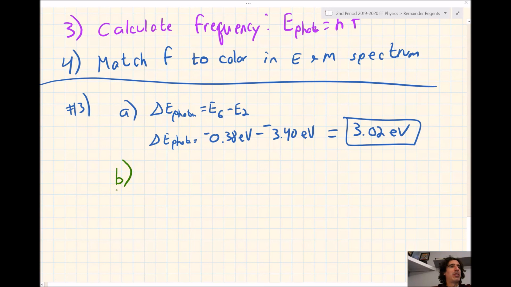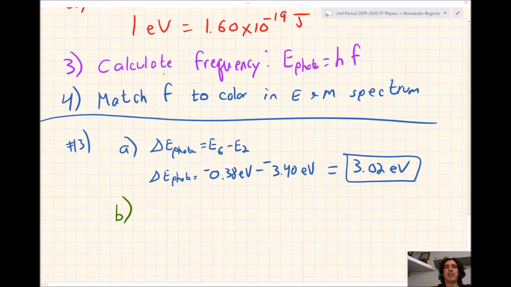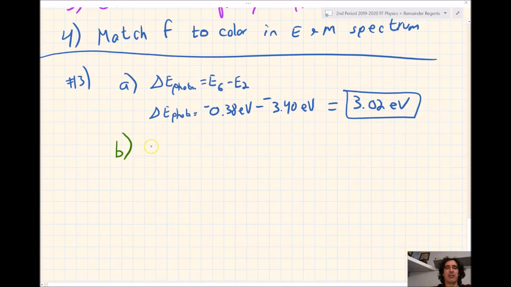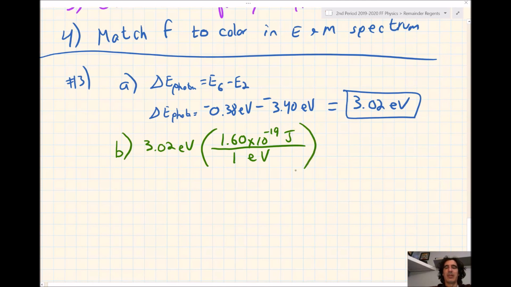3b, determine the frequency of the photon. In order to determine the frequency of the photon, we first have to go from electron volts to joules. So why don't we do that first? 3.02 electron volts. We want to get rid of electron volts, so 1 eV goes on the bottom, equal to 1.60 times 10 to the negative 19 joules on the top. Plug that in our calculators and we get 4.83 times 10 to the negative 19 joules.